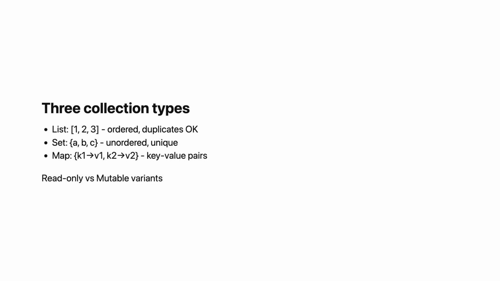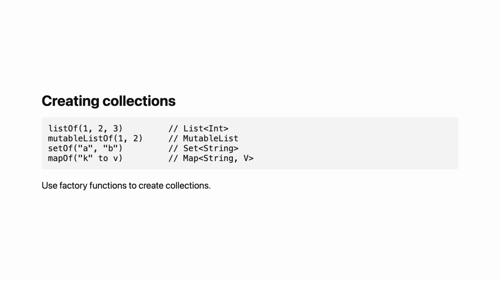Create a list with listOf. val numbers = listOf(1, 2, 3). Create mutable lists with mutableListOf. val mutableNumbers = mutableListOf(1, 2, 3). Create sets with setOf. val uniqueNames = setOf("Alice", "Bob"). Create maps with mapOf. val ages = mapOf("Alice" to 30, "Bob" to 25). The to is shorthand for Pair("Alice", 30). Type inference works. listOf(1, 2, 3) is List<Int>.